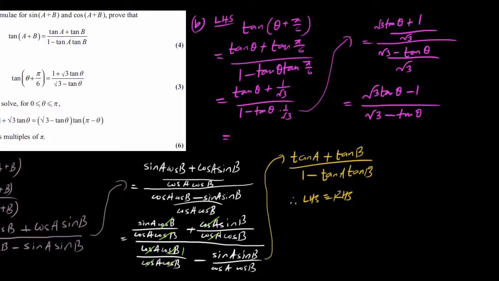So let's see what went wrong. So this is plus. So tan theta plus 1 by square root of 3. So square root of 3 plus 1. So this would be plus 1. So it matches now. So there was a mistake over here. This should be plus 1.